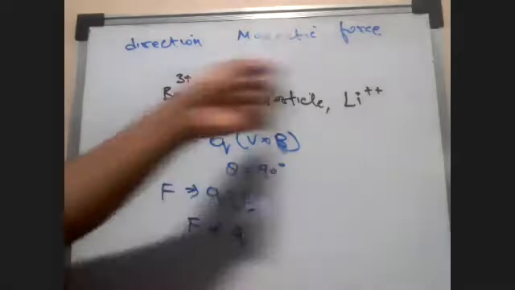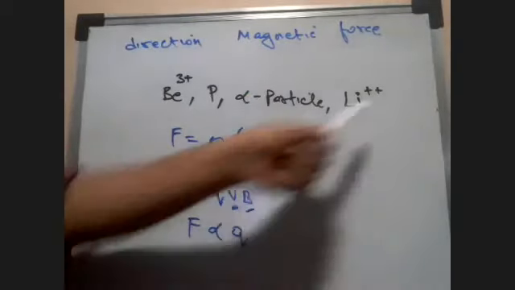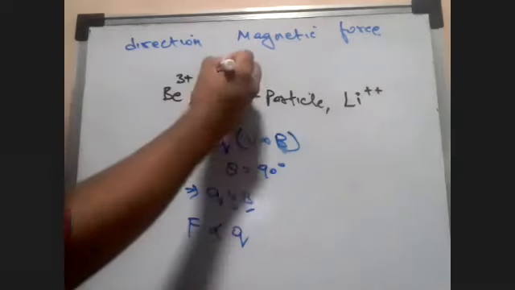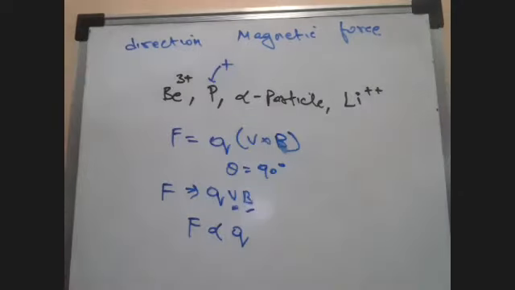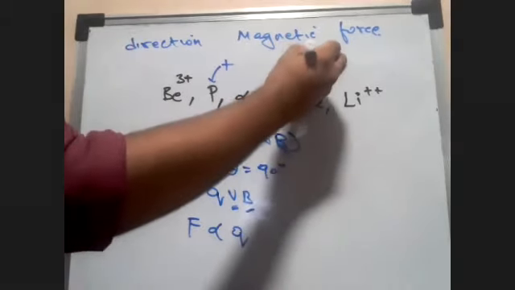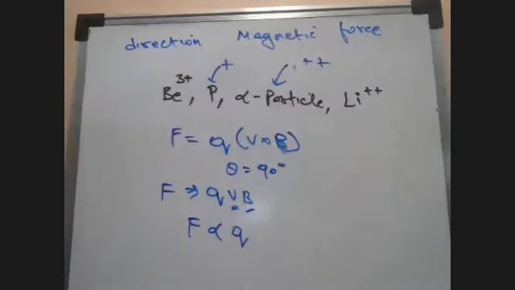Which one among these has the least amount of charge? Someone said proton, someone said alpha particle. Listen to me. Proton has only one positive charge. Alpha particle has how many charges? Someone said 2. Yes, correct. Always remember, alpha is 2 plus, or you can write plus plus. It has 2 positive charges.